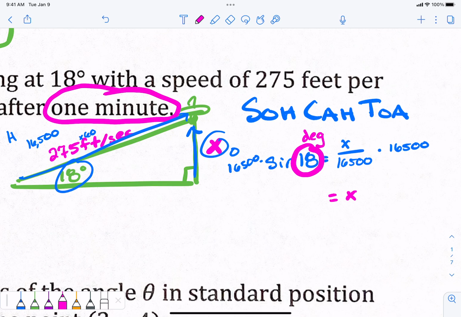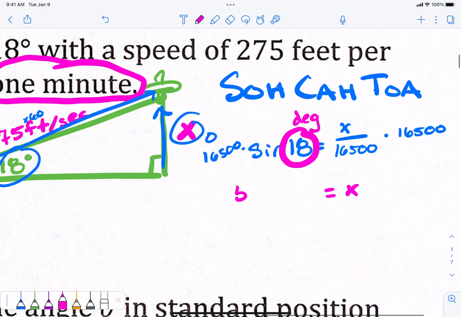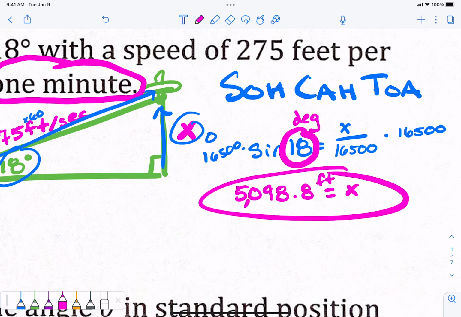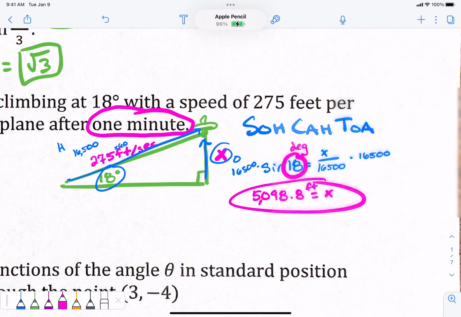Okay, what'd you get? 5098.8. Are you in degrees? I put the hypotenuse on the top. Never mind. Okay. So you did that divided by sine 18. Yep.